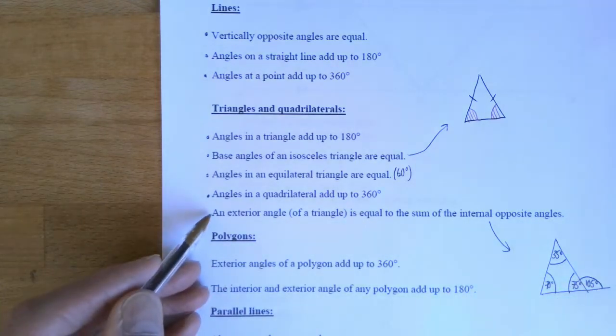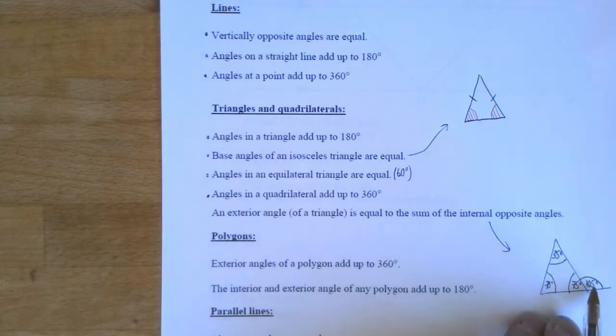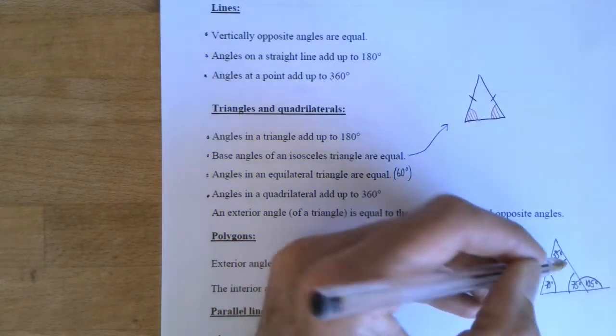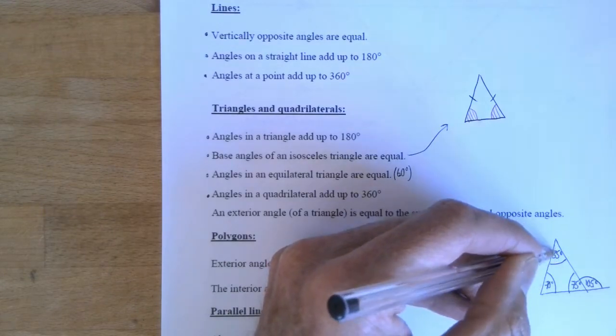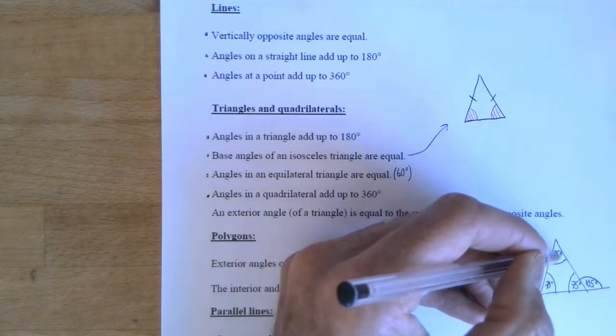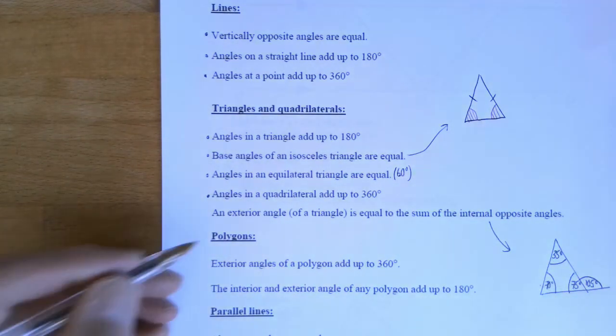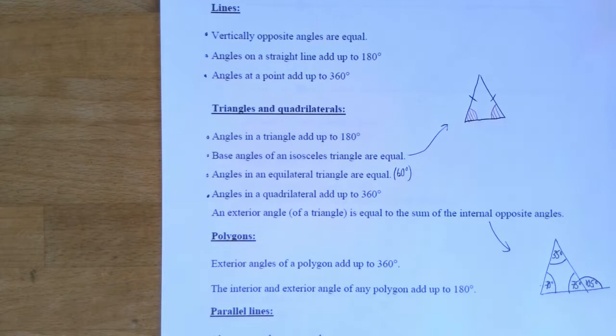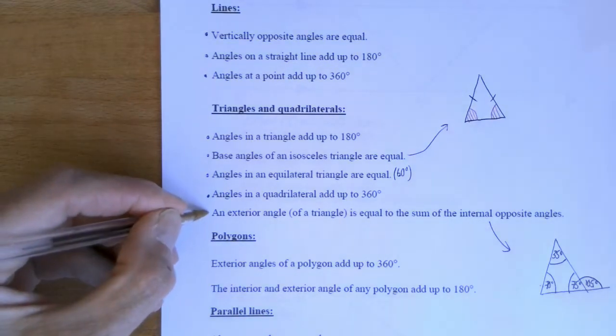So this rule is pointing out what might be the obvious result, that this angle here is always going to be the same as the two angles opposite it in the triangle. The exterior angle is equal to the sum of the internal opposite angles. It's a really complicated wording for a sort of common sense sum. So there you go, I've given you that one.